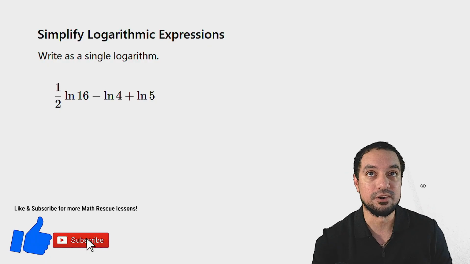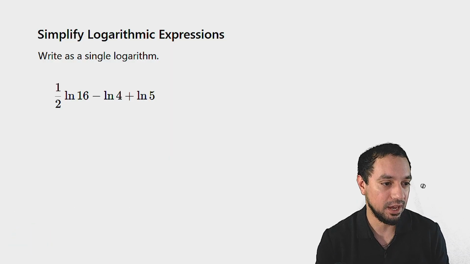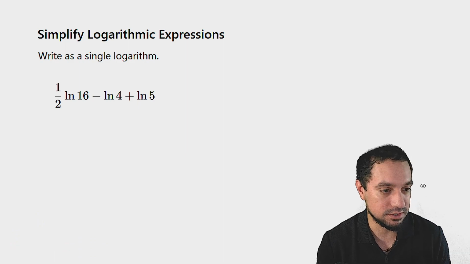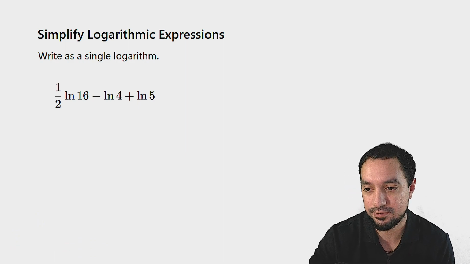Alright, so we are going to rewrite this as a single logarithm. We have one half natural log of 16 minus natural log of 4 plus natural log of 5.